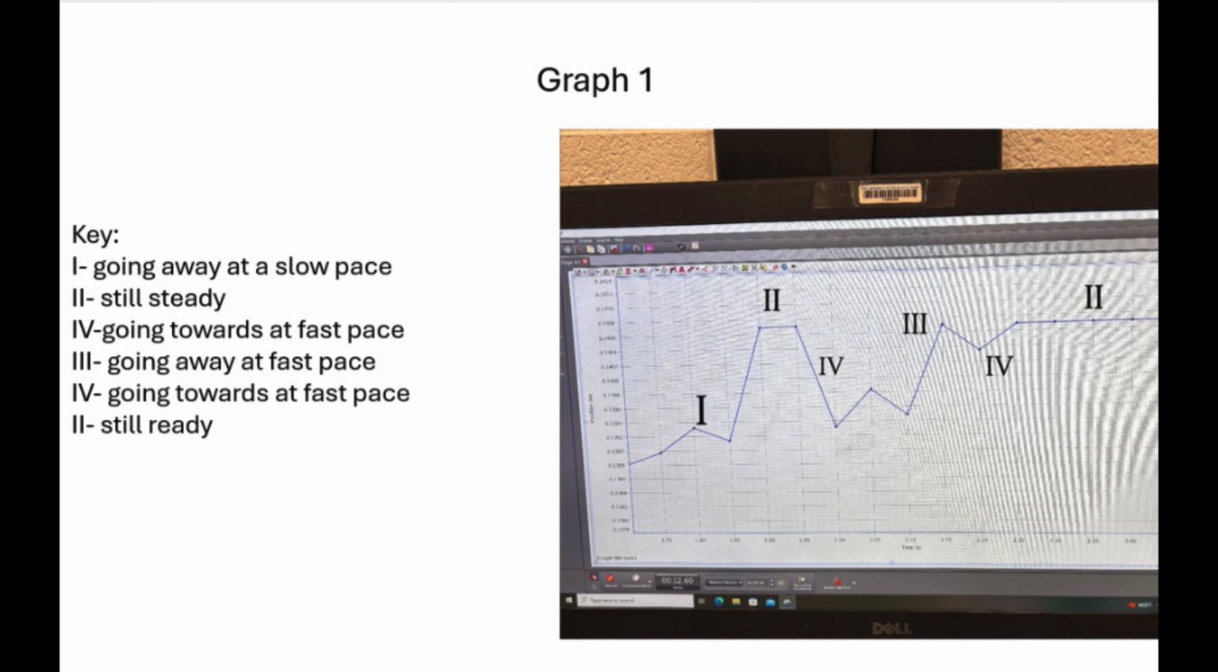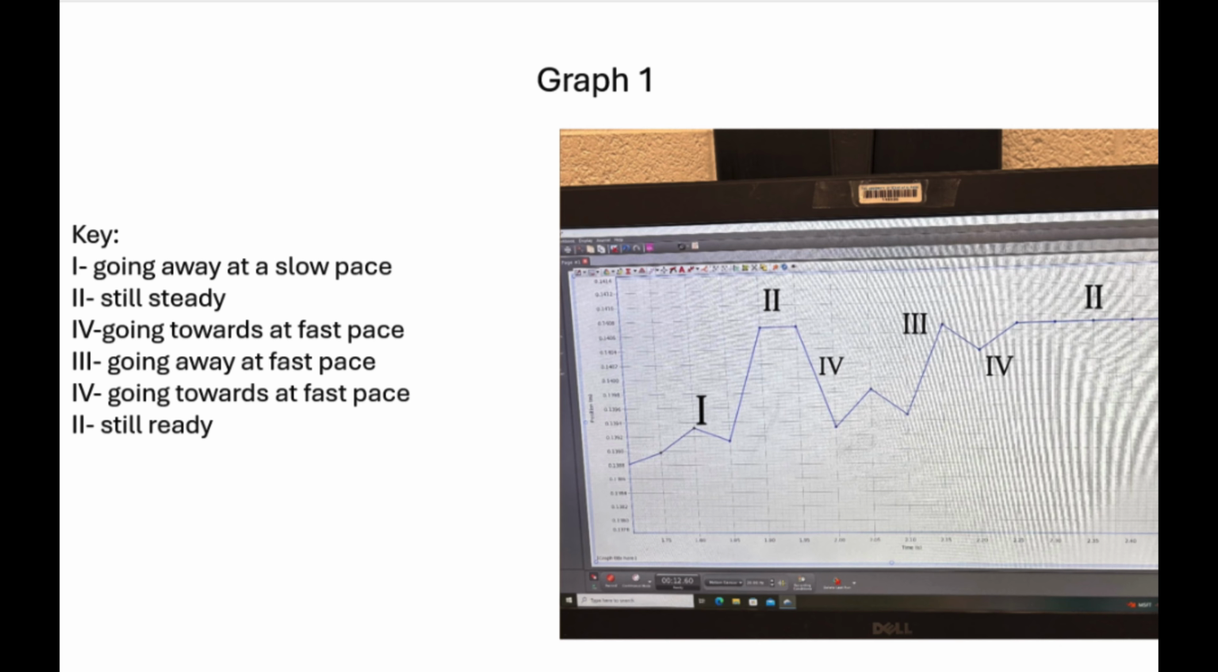Starting with region 1, the line slopes upwards slightly, which means the object is going away at a slow pace. The slope is gentle, which shows the object is moving away steadily, but not very fast. The motion is smooth, so the speed is mostly constant. For region 2, the line becomes almost completely flat, which represents that the object was still. Since the position does not change over time, the object is not moving at all. It stays at the same distance from the sensor.